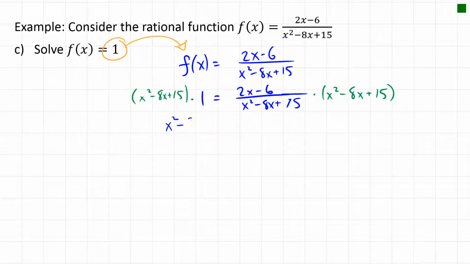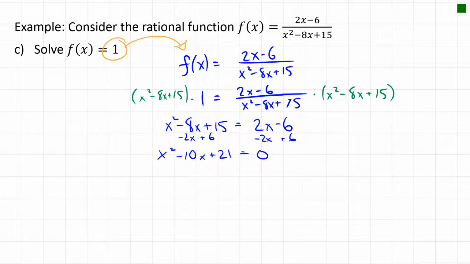So that leaves us with x squared minus 8x plus 15 is equal to 2x minus 6. And now I solve. So subtract 2x, add 6. So that would be x squared minus 10x plus 21. And sure enough, that can be factored with x minus 3 and x minus 7. So that's a simple trinomial. Minus 3, minus 7, they add to negative 10, multiply to positive 21. So that means that the x values of 3 and 7 both solve our equation f of x.